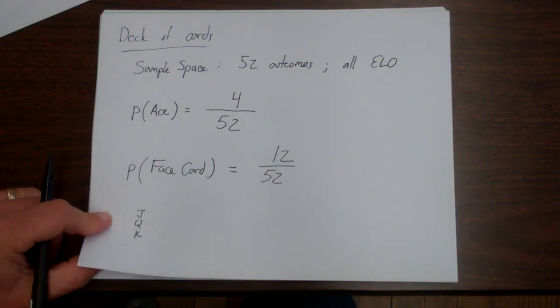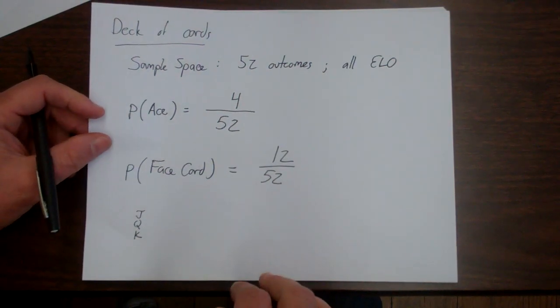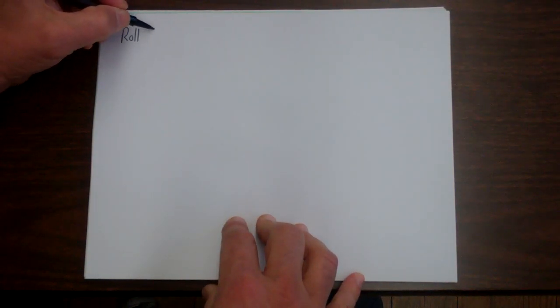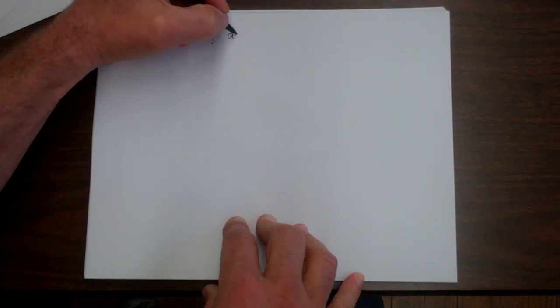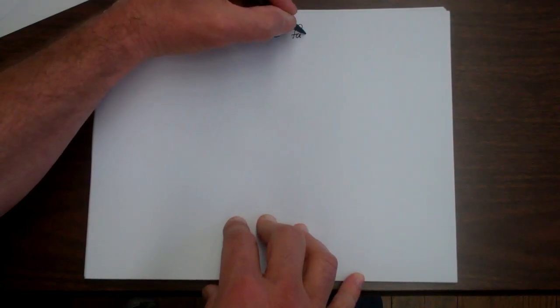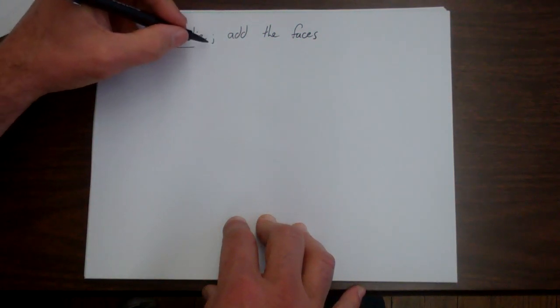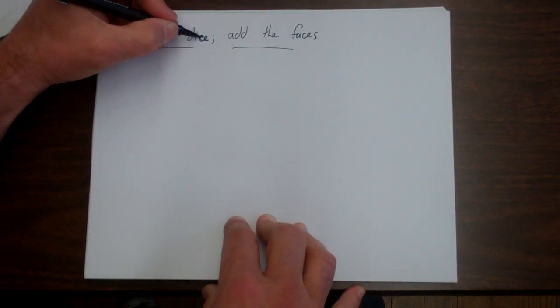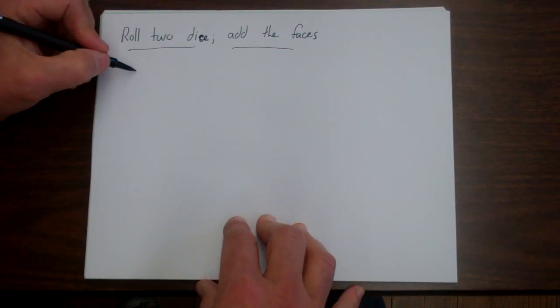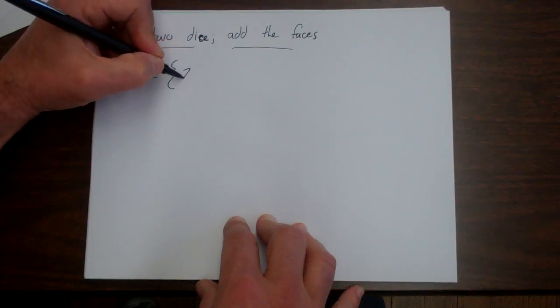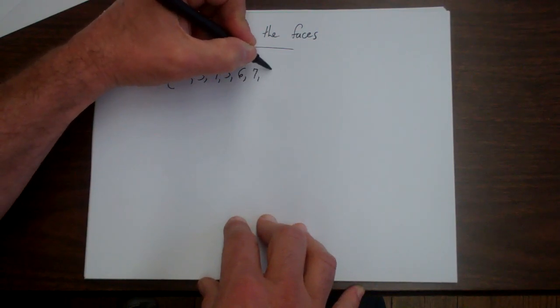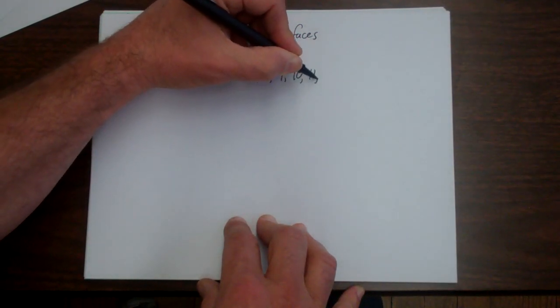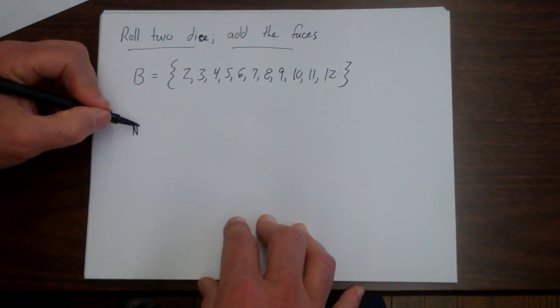Let's look at a problem that's not ELO, and we won't actually solve that problem, but we'll solve it the next time. In the next case, let's say you roll 2 dice and you add the faces. You roll 2 dice, you add the faces. So your outcome, let's call this experiment B, is you could get a 2, you could get a 3, a 4, all the way to a 12. And this is not ELO.